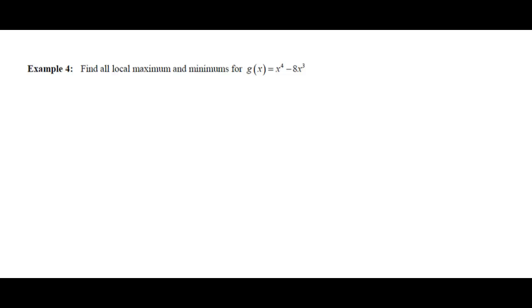Find all local max and mins for x to the 4th minus 8x cubed. So it's a quartic which opens which way? Up, he says, after swallowing his coffee. All right, so what's the strategy? What are we going to do?